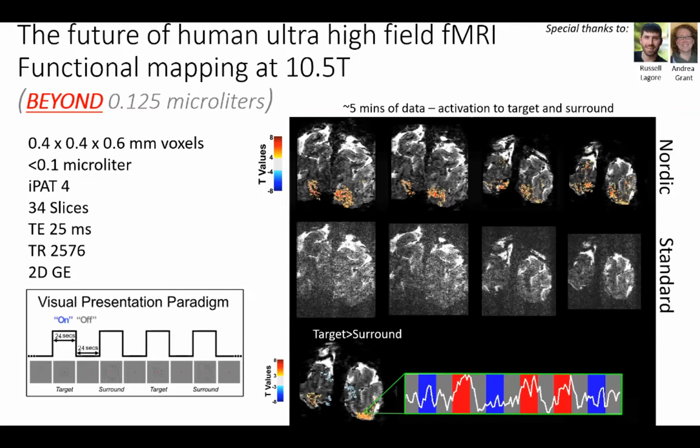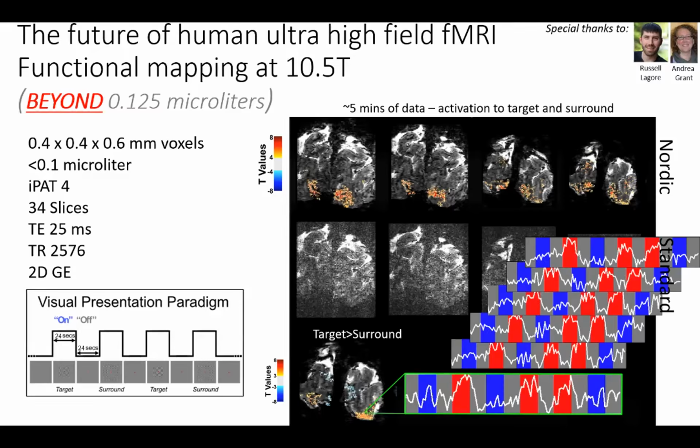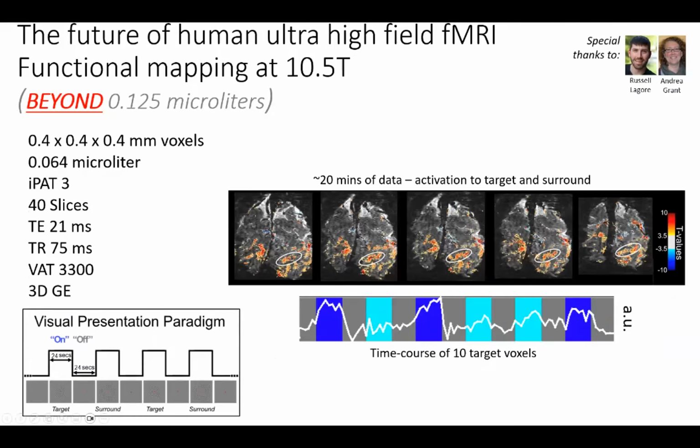And then we can look at the target larger than surround contrast to identify target voxels, or voxels that respond preferentially to the target. And we can look at single voxels, and you can see even at the single voxel level, the quality of the time course looks really, really nice in spite of this super high resolution. Our regular resolution is 0.35 isotropic data. I'm not showing it here because I don't think we're quite ready there, but this is a 0.4 isotropic, 0.064 microliter. That's again gradient echo 3D with a volume acquisition time of 3.3 seconds.